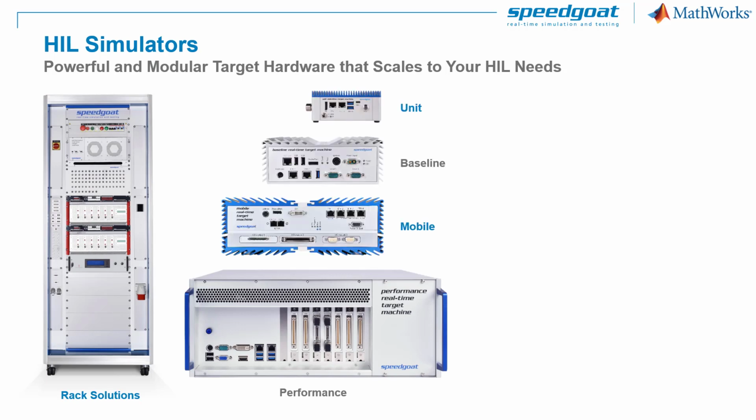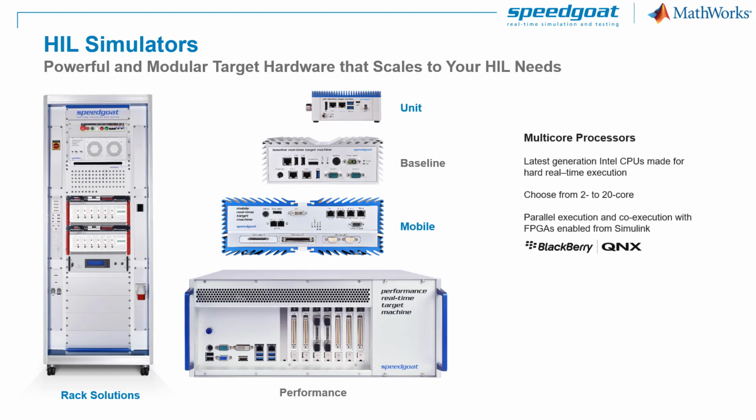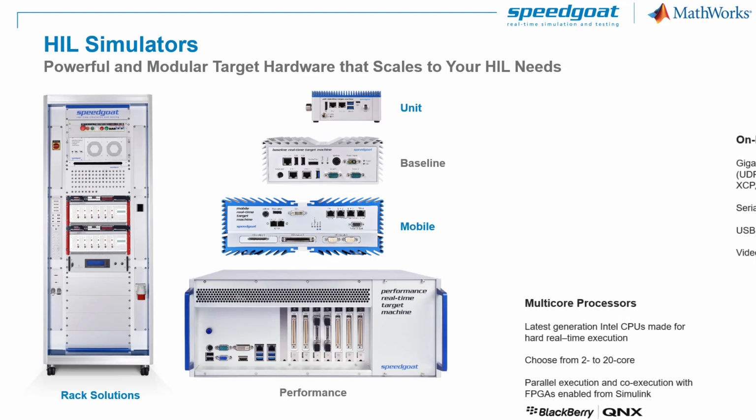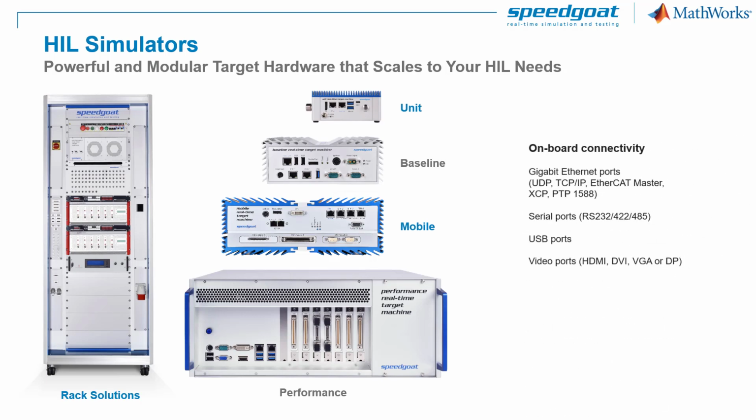The mobile, baseline, and unit machines are smaller and ruggedized, making a better fit in HIL applications that require more portability and fewer I/O channels. Speedgoat target computers come with multi-core processors, supporting concurrent execution and co-simulation with FPGAs. They run a QNX-based real-time operating system that supports certification with high-integrity safety standards. There is also extensive onboard connectivity, including a varied set of Ethernet-based protocols, serial and video interfaces.